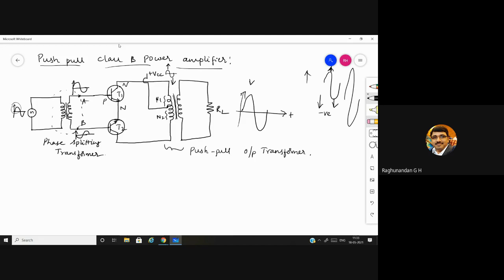Okay, so for the entire duration of the input cycle, we are going to get the output signal because of the usage of two transistors. If you are using a single transistor, obviously you will be getting only half cycle. Since we are using two transistors, we are getting the output for both the cycles. So this is how the transformer coupled amplifier works.